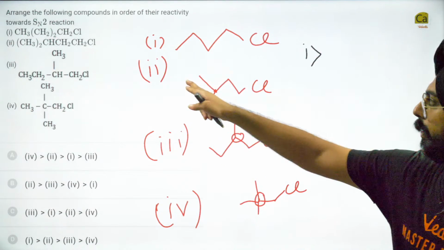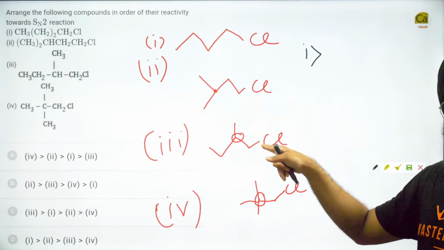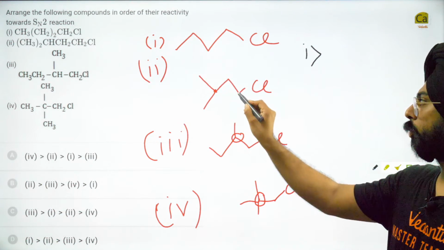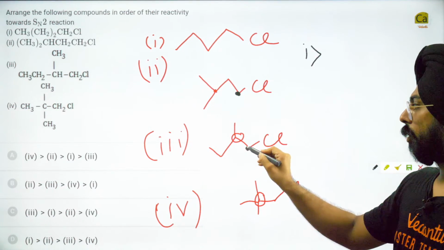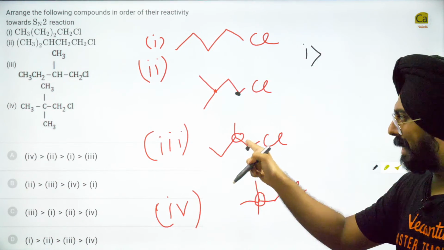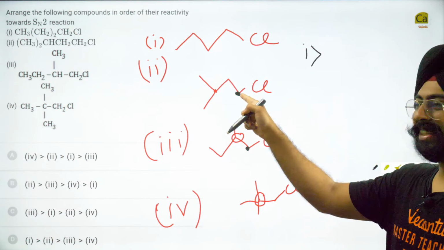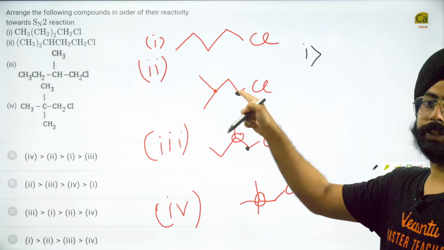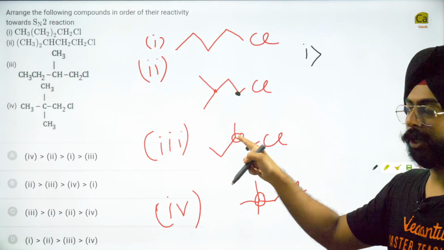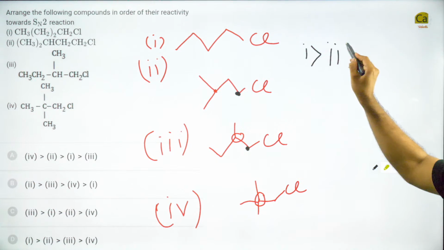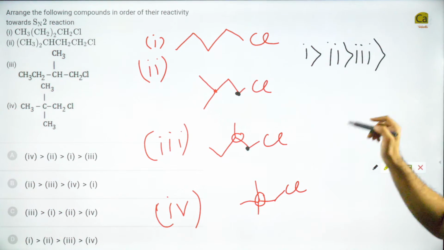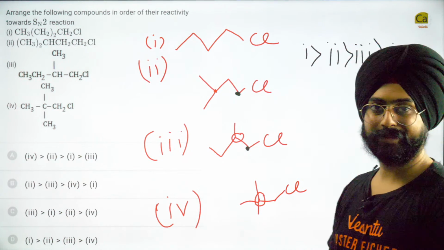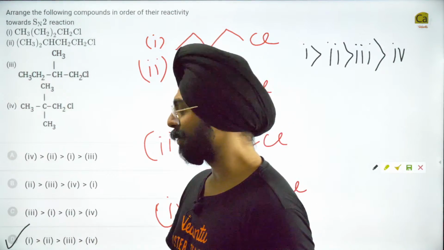Then you have to compare between 2 and 3. If you have to approach this particular carbon, where is it easier to approach? Over here there is more crowding near this black carbon, and over here there is less crowding near the black carbon. Lastly, this one is very crowded, so it will have the least SN2 rate. 1, 2, 3, 4 is the answer. Option D is the answer.